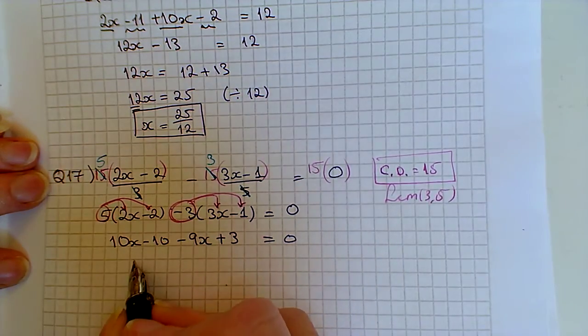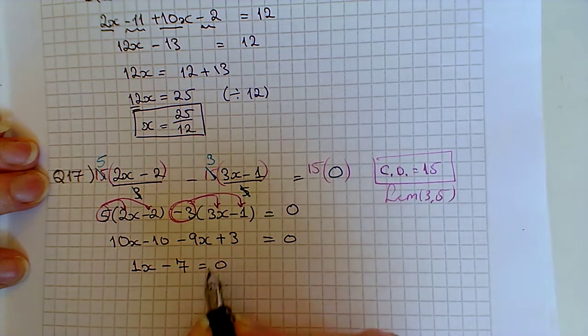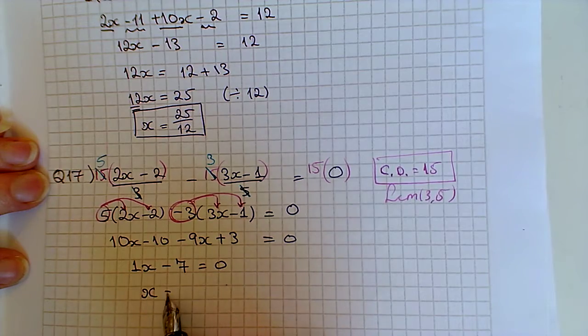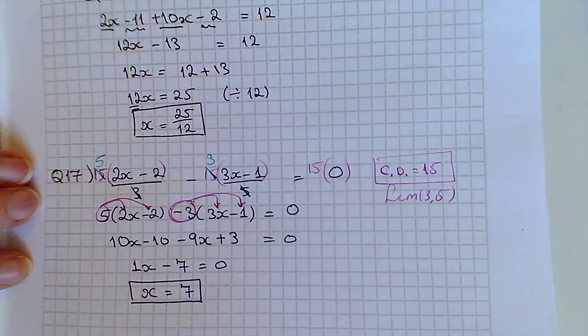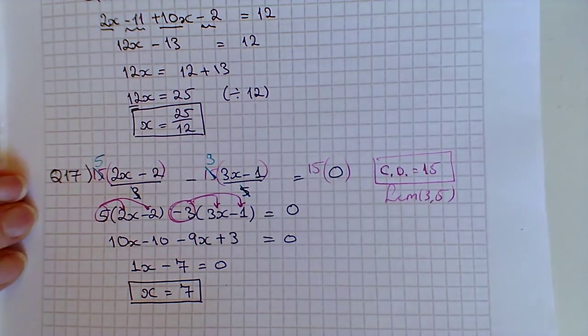Simplify. 10 minus 9 is 1. Minus 10 plus 3 is minus 7, equal to 0. So 1x, or x, minus 7 is equal to 0, so x is equal to 7. If x minus 7 is 0, x must be 7. I bring my minus 7 over and it becomes plus.